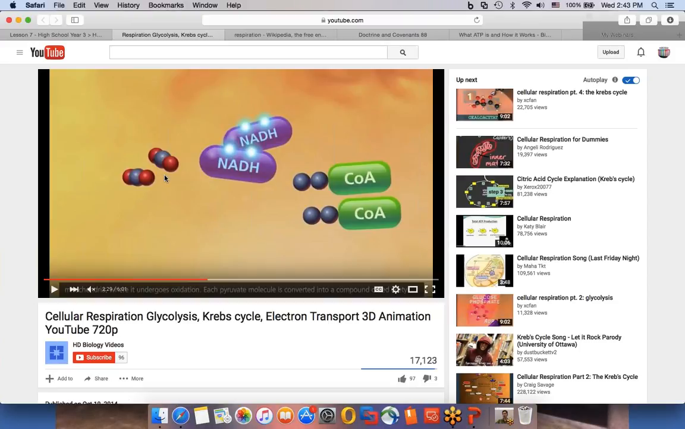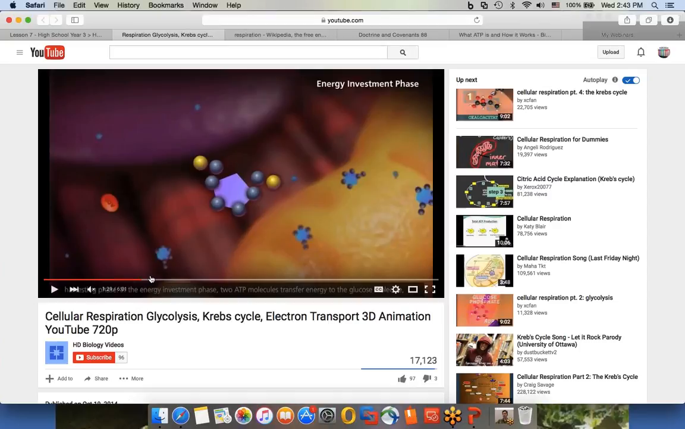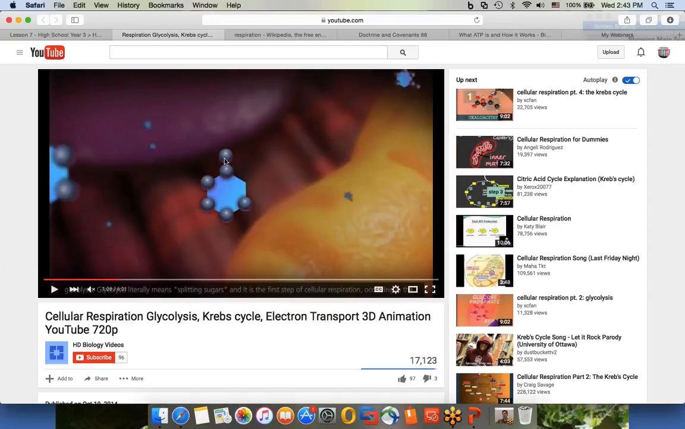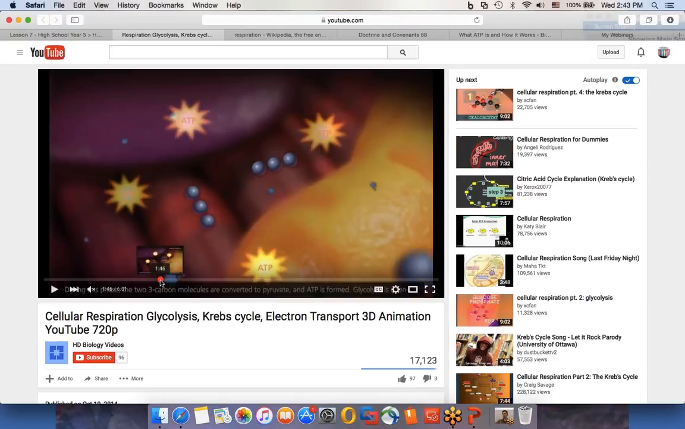You see at this stage, let me look back up a second. Here we have the glucose molecule. You have 1, 2, 3, 4, 5, 6 carbons. Then the glucose molecule divides into the pyruvate. This represents the pyruvate. You see the 3 carbon molecules.